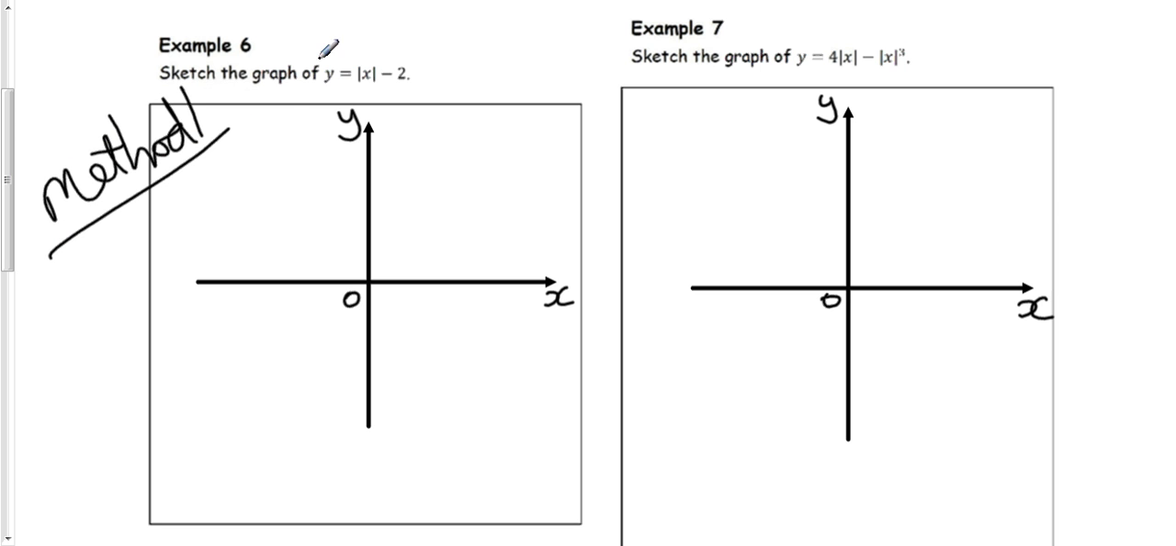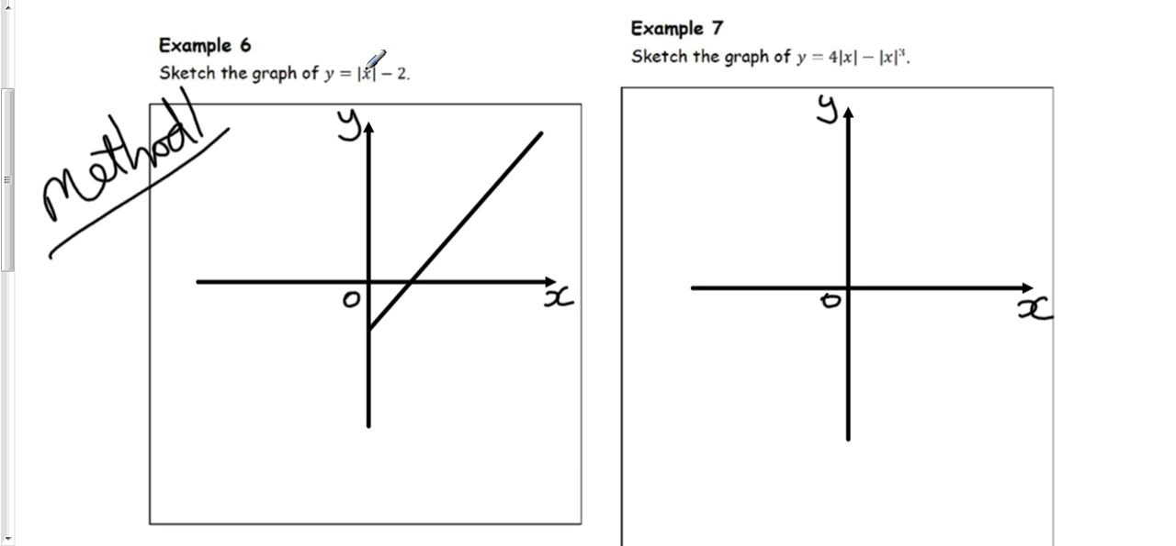will be to, first of all, sketch the graph, imagining the modulus signs are not there, but only sketch it for positive x values. So if the modulus signs weren't there, we'd have a straight line graph, y equals x minus 2, which would go through the y-axis at minus 2 and have a gradient of 1, so it would look like that. However, I'm only going to sketch it for the positive x values and 0 as well. So that's the graph of y equals x minus 2.